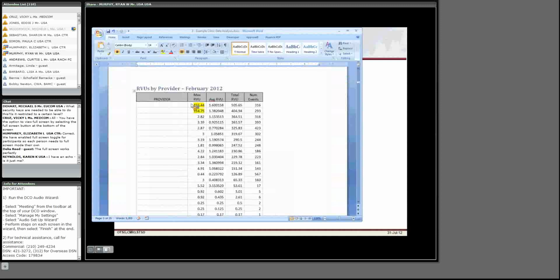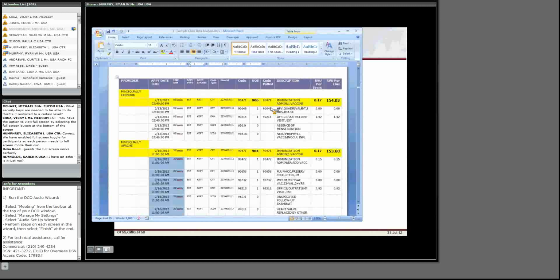We actually found that 2 providers during this period of time had a max RVU for 1 visit of 155 RVUs, which is, you're never going to see that. So something was wrong with a visit or 2. So we were able to go in and actually find the specific appointment that had that problem.